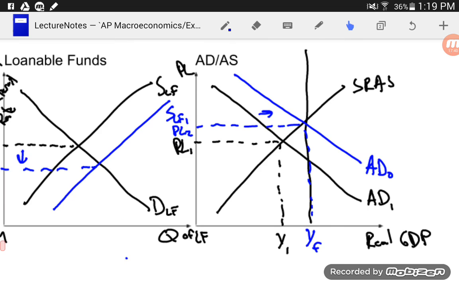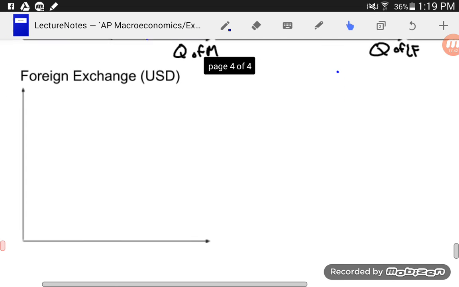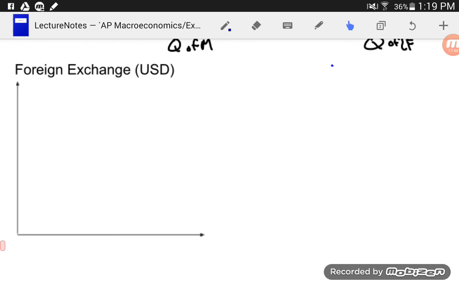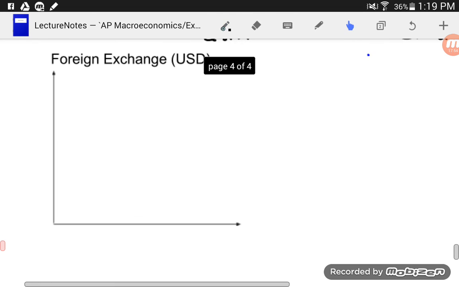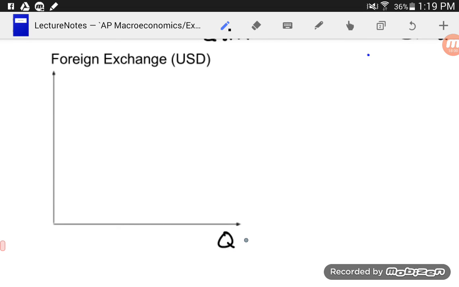Alright, lastly, what's happening in the exchange market then? And I could go on, there's probably a lot of other effects that are happening as well, but let's look at one last thing here of the monetary policy, what's going to happen to foreign exchange rates. So this is the quantity of US dollars, and our price, we were just going to use euros, how many euros per dollar.